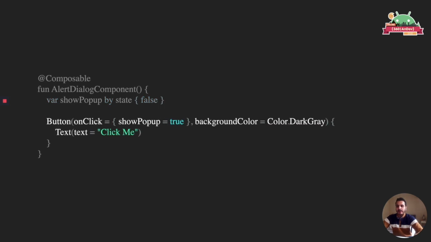So we're going to add a few more things because we want to show the alert dialog when the button is clicked. We're going to make use of the button composable. We've already seen this before. The only thing that we are changing here is that we are passing a callback to the onClick property that this button accepts. And we are changing the value of this variable inside the callback. So anytime the button is clicked, we're going to change the value of showPopup to true.